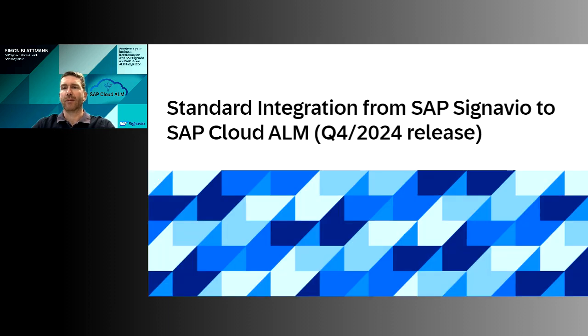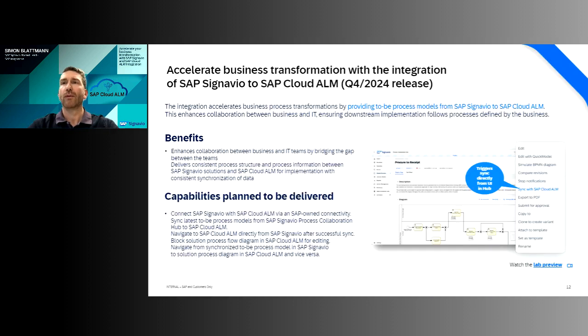Okay, now what's in for the December release? So for the integration between SAP Signavio and SAP Cloud ALM, we are basically providing the capability that you can hand over a to-be process model from SAP Signavio to SAP Cloud ALM. Meaning you can carry over process information as a baseline into Cloud ALM for doing your requirements management, for creating test cases, for assigning your documentation, and all the different ALM steps you are doing further down the road.